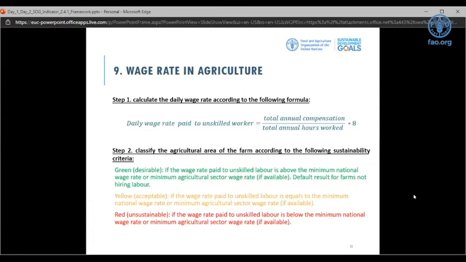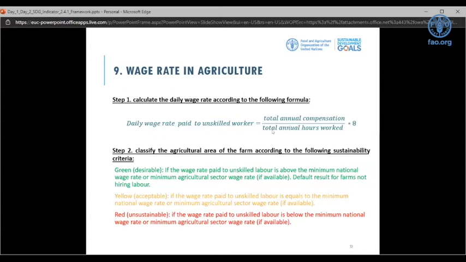So we see what was the average remuneration or wage rate received by these unskilled workers, and then we benchmark it against the minimum daily national wage rate or minimum agriculture sector wage rate to assign sustainability statuses to the agriculture holding. One important point I would like to highlight is that we ask the farmer directly what was the daily wage rate he paid to the unskilled labor. If this information is directly available, well and good. If not, we have to ask for this information indirectly from the holder, hence we are proposing this formula. So we ask about the total annual compensation paid to the unskilled workers.